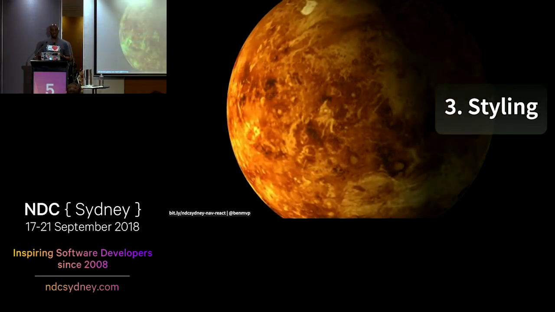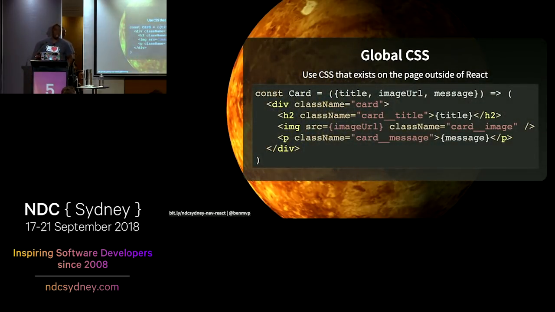Great. Okay, so now let's jump into styling, which is kind of a big issue in React as well. And I can think of maybe 5 or so ways, at least 5 or so ways to tackle styling in React. So the first is global CSS.